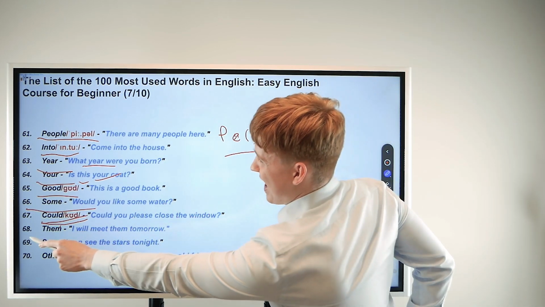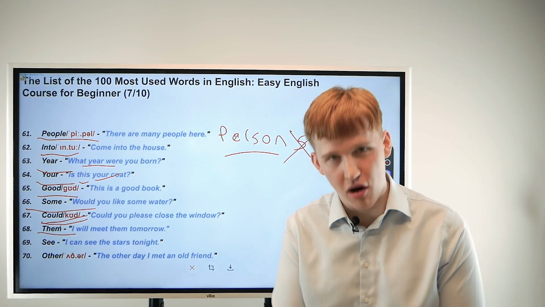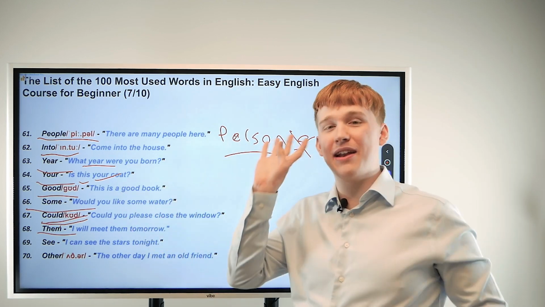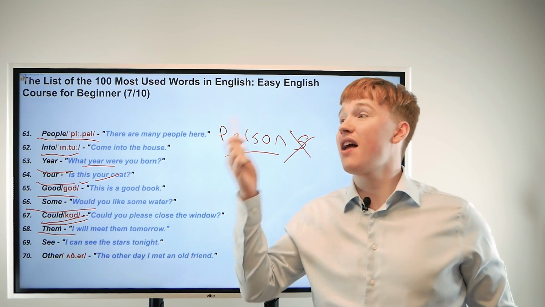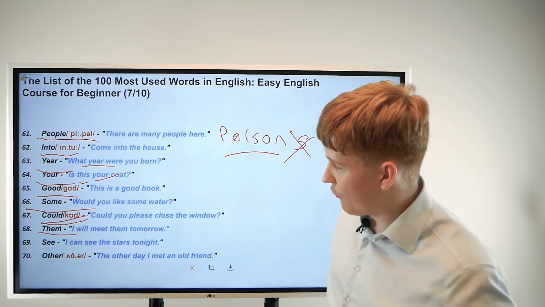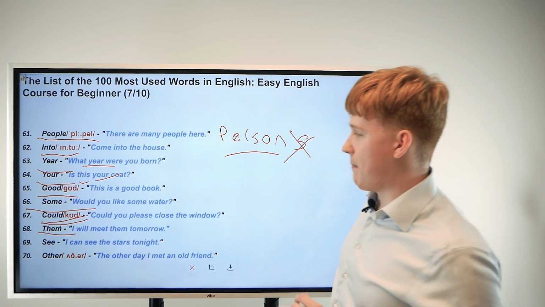Next up, we have them. I will meet them tomorrow. So you are talking about a group of people and it's when you're directly talking about them. So I will meet them. I like them. And yes, so on and so forth. So I will meet them tomorrow. So you're talking about them.